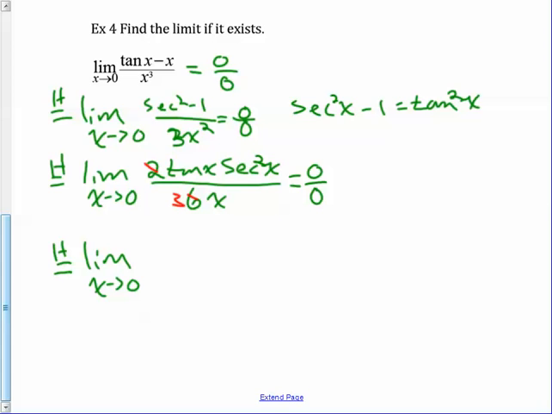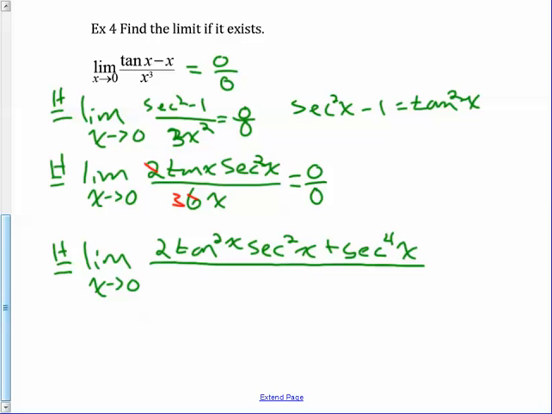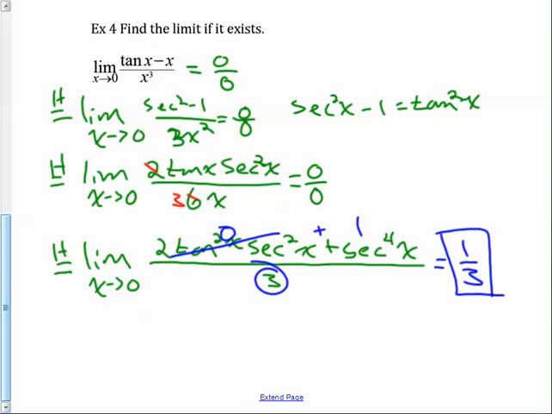The derivative of the top is a product rule. Now when I go to plug in 0, I get 0 plus 1 over 3. So this limit is 1/3.